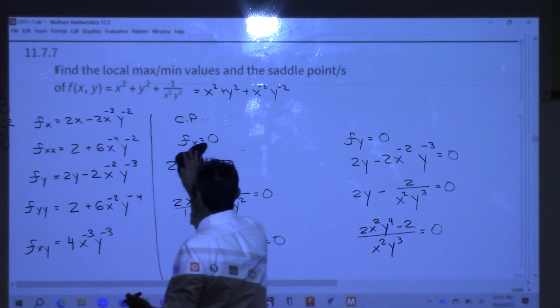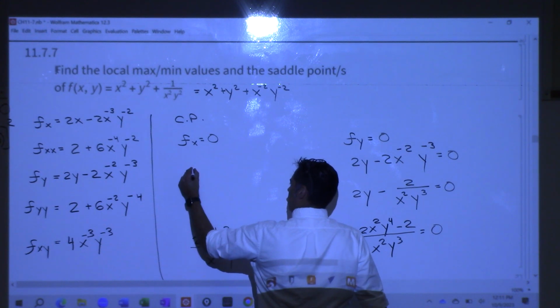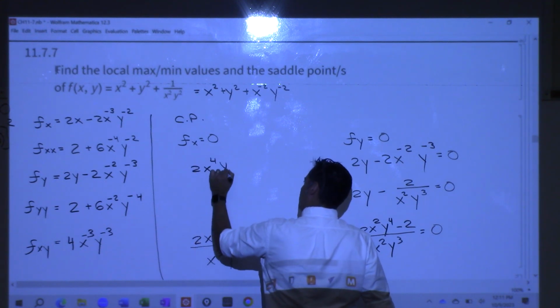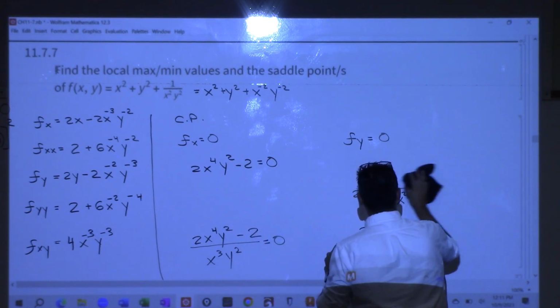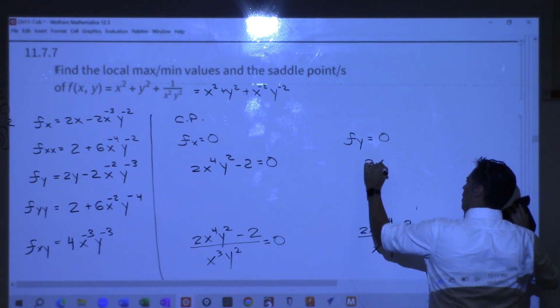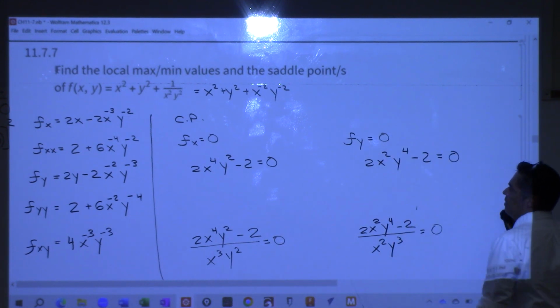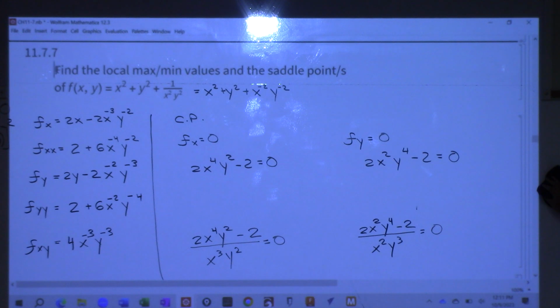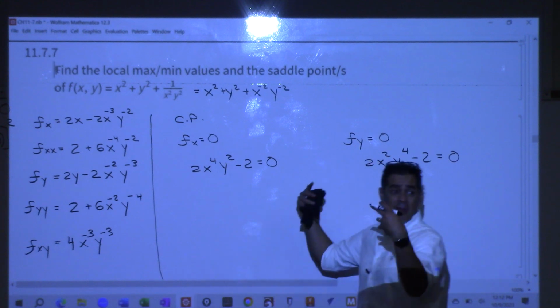So I'm going to do this numerator, 2x to the 4th y squared minus 2 equals 0. And over here, similarly, this becomes 2x squared y to the 4th minus 2 equals 0. And I'm a pretty big fan of setting these equal to each other now. I just really feel like that'll take us somewhere. Are you all okay with me setting them equal?